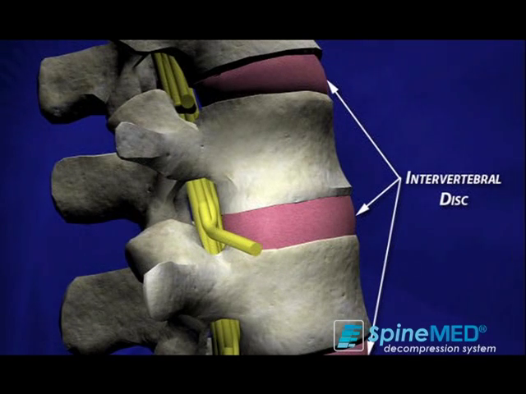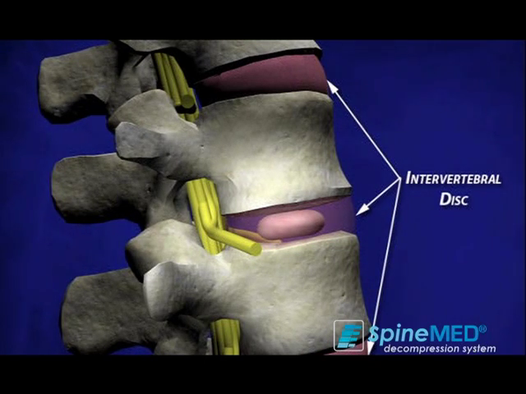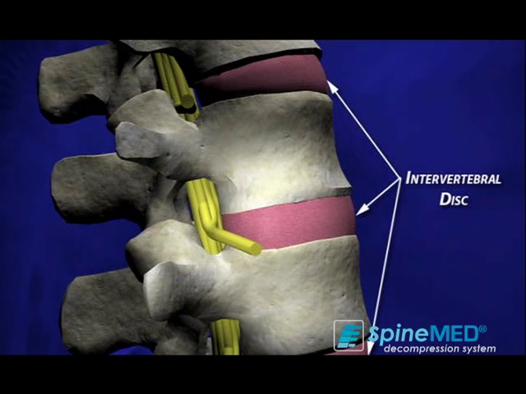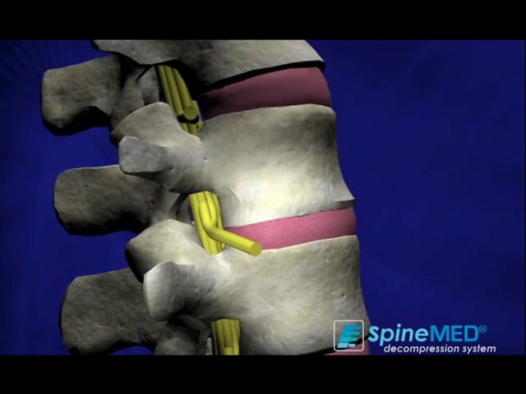For simplicity's sake, the disc can be likened to a jelly donut. It has a soft gel-like substance in the center called the nucleus pulposus, which is surrounded by a tough outer coating called the annulus fibrosus. The discs serve three primary functions.